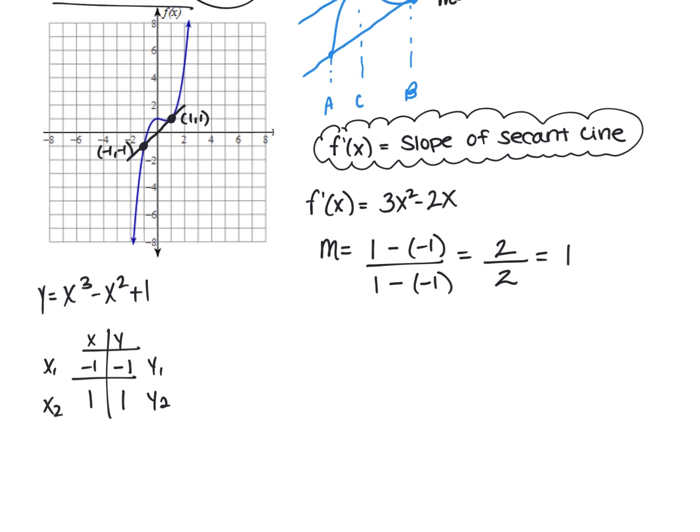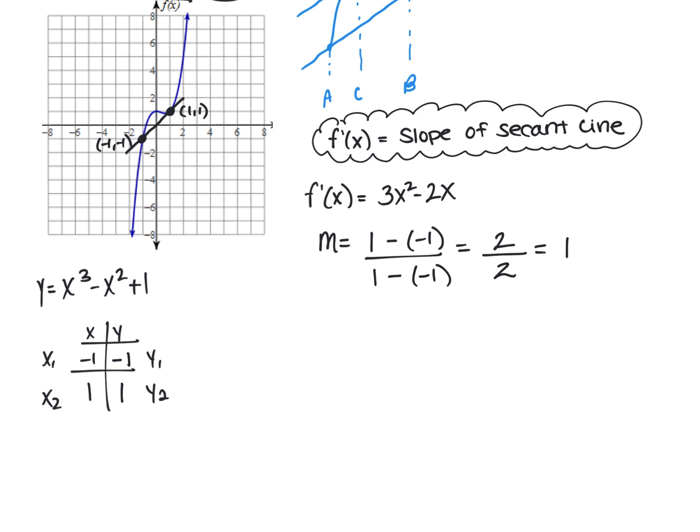So if I want to find the value for c, I need to take my derivative, my f prime of x, and I need to set it equal to the slope of the secant line. So 3x squared minus 2x must equal 1. Now we know to solve quadratics, we have to set it equal to 0. So I'm going to subtract 1 on both sides, and I'm going to do a little guess and test.